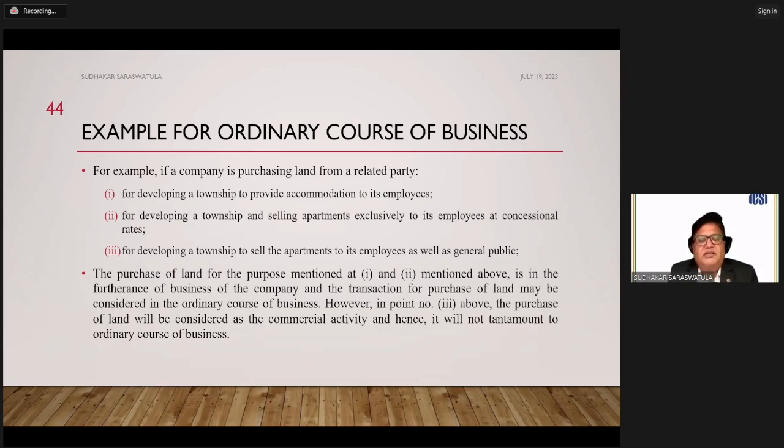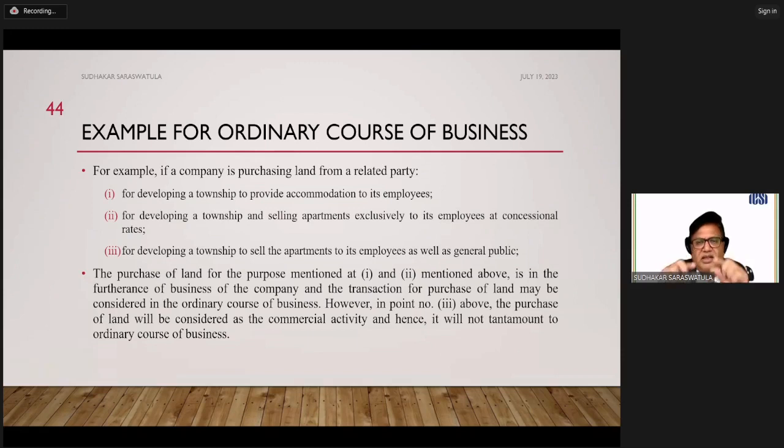The third situation is, again, the same thing. I am neither providing staff quarters nor offering it to my employees, but I have purchased a land, constructed houses, and I am saying that anybody and everybody can purchase the houses. Is it in the ordinary course of business? The answer is no, because it is not in furtherance of my business. It is a separate business altogether, as if I am entering into it like a builder. I am purchasing the land, I am constructing the houses, and anybody and everybody can buy it from me. So it is not in the ordinary course of business.